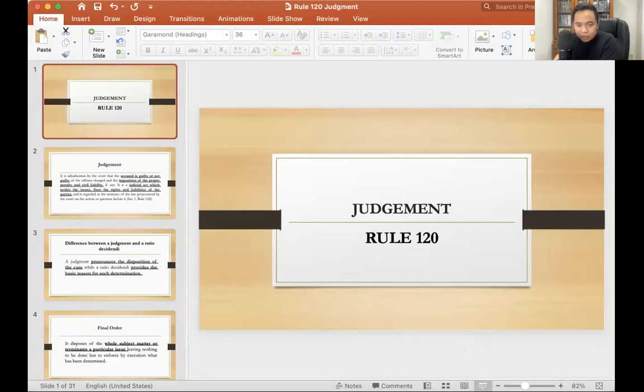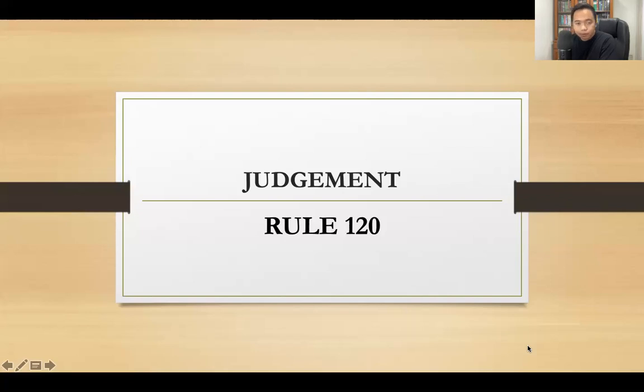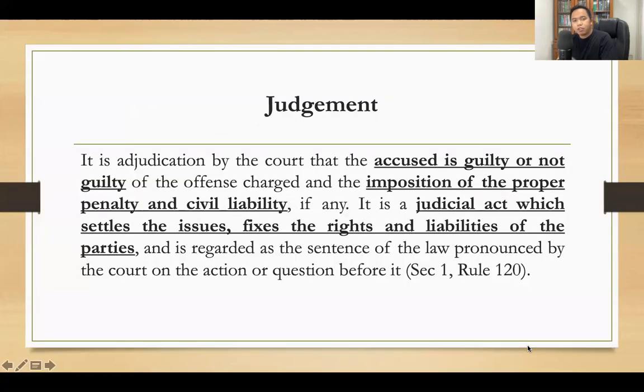Rule 120, judgment. Now, what is judgment? When you say judgment, this is the adjudication by the court that the accused is guilty or not guilty of the offense charged, and that the court will likewise impose the proper penalty and civil liability, if any. Judgment is a judicial act, meaning it is an act from the court which settles the issue, fixes the rights and liabilities of the parties, and is regarded as the sentence of the law pronounced by the court on the action or question before it.